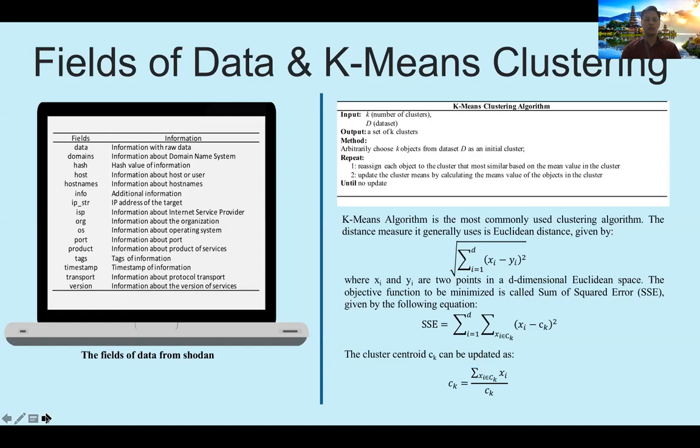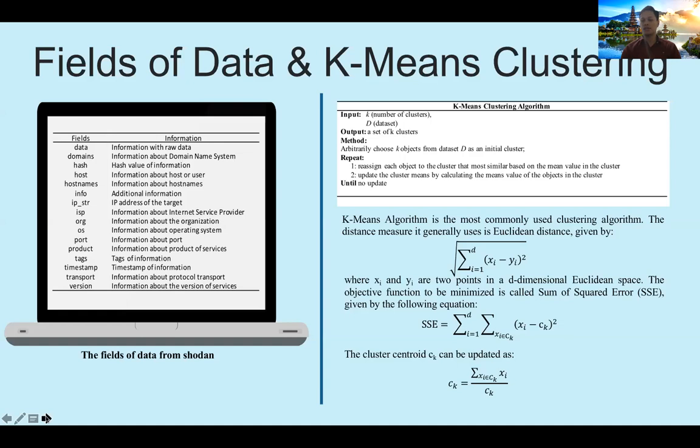Data, domains, hash, host, host names, info, IP, ISP, organizations, operating system, port, product, text, timestamp, transport versions.